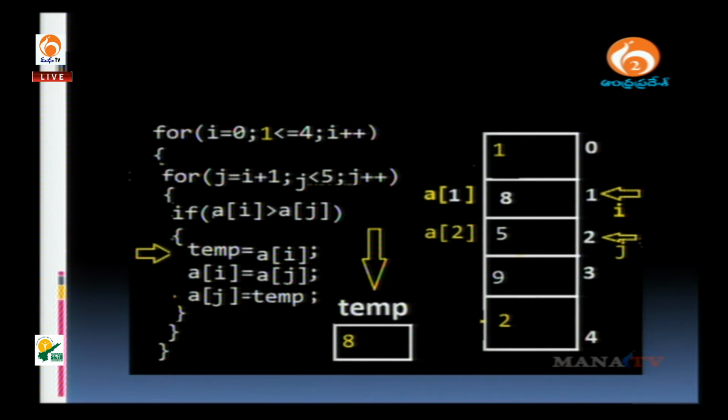First, a of 1 is stored into a temporary variable, that is 8 is stored into the temporary variable. a of i means what? a of 1, that is 8. 8 is stored into the temporary variable. Next, a of i equals a of j. a of j means what here? 5. 5 is stored into a of i. a of i means what? 8. 5 is stored into here.